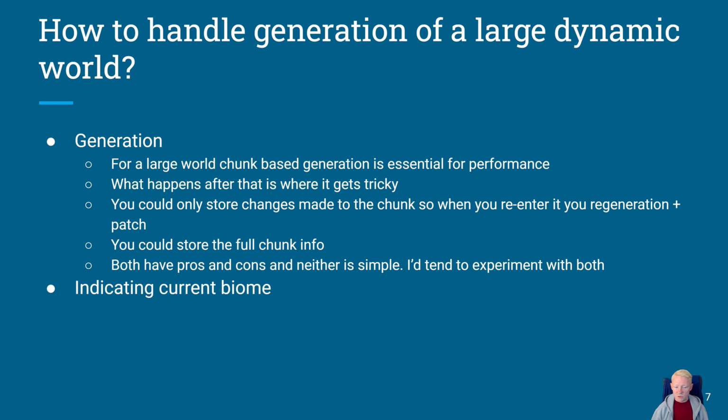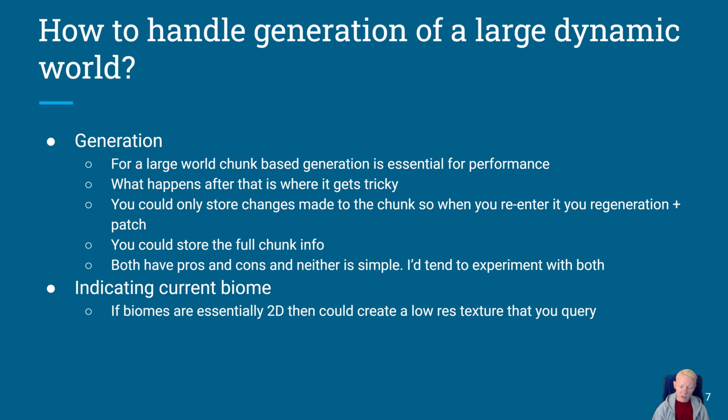One of the things related to that was indicating what our current biome is. Again, if our biomes are essentially 2D, then what we can do is create a very low-res texture that we query. Valheim is a good example, where the biomes are essentially just a 2D map across the world. So you could very easily just look up, based upon your current location, where that is in the texture.